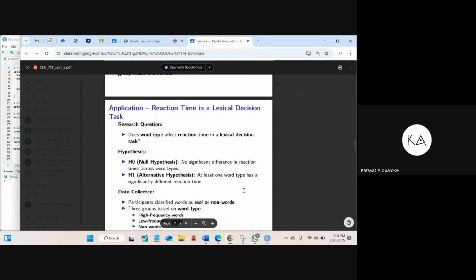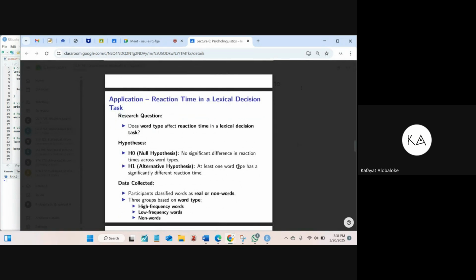Okay, thank you. All right, so we are trying to apply this to a real life situation now. A good example we have here is to see if word type affects reaction time in a lexical decision task. Our hypothesis is as follows: the null hypothesis, we usually say there's no significant differences. In this case, there's no significant differences in reaction times across word types, while the alternative says at least one word type has a significantly different reaction time.